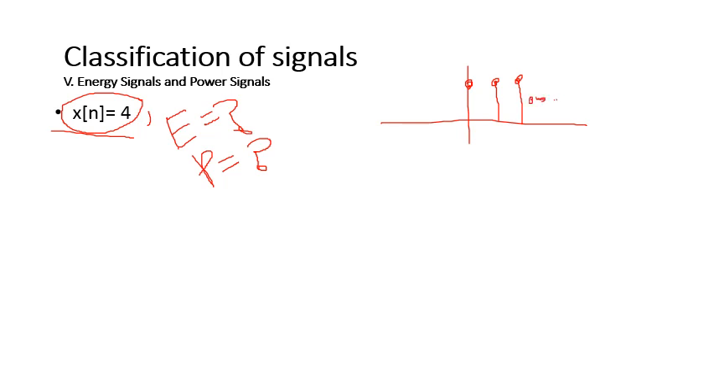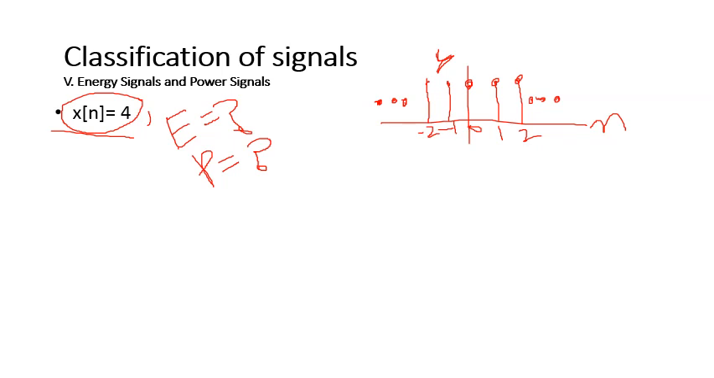Okay, so I just plot the 3 here. One more here and one more here, and they all have amplitude equal to 4, not 1 by 4. So this is your minus 2, this is minus 1, this is 0, this is 1, and this is 2. This is your n, and it's extending in both directions, positive and negative.